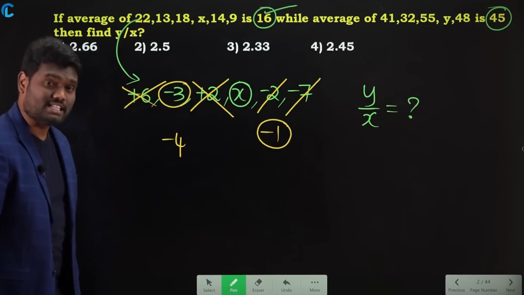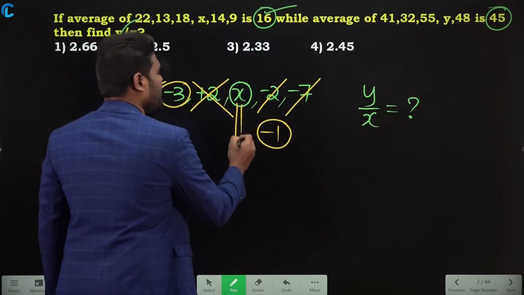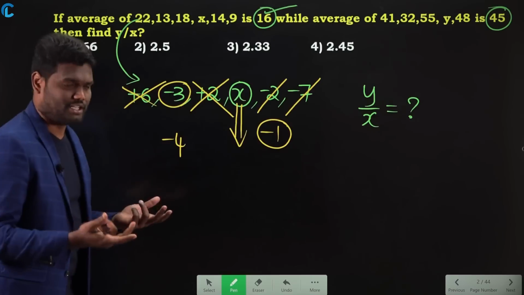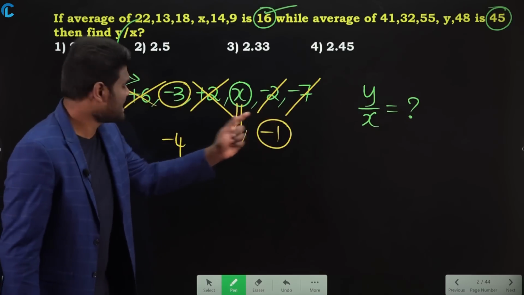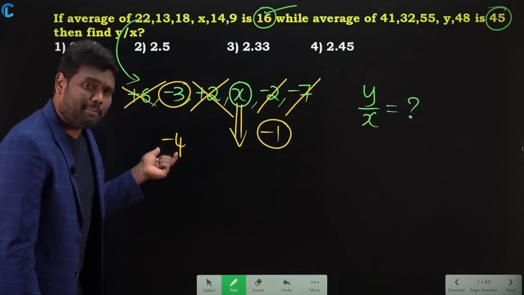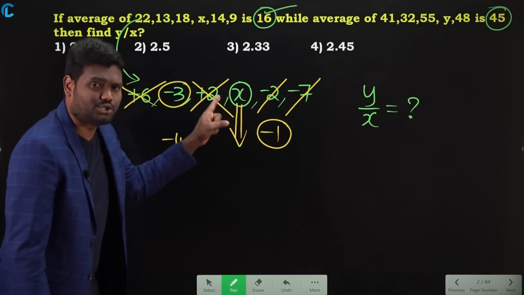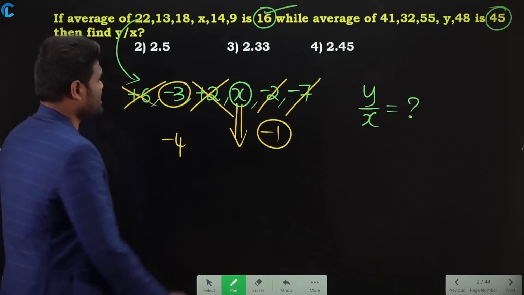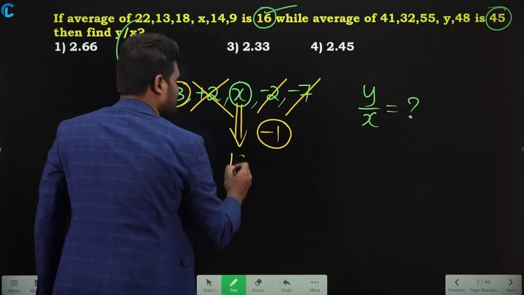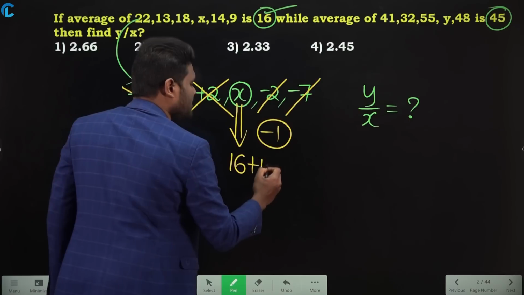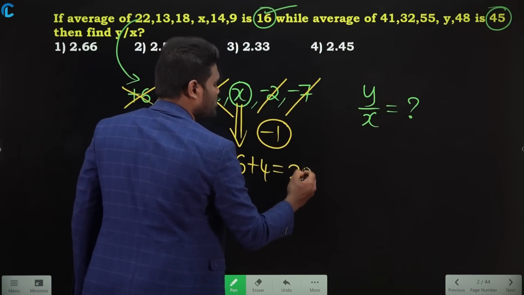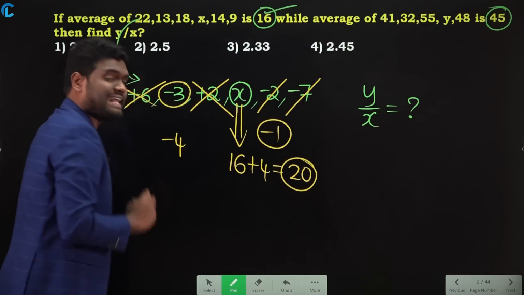As I am getting minus 4, now this x should be 4 more than average. Why? Because after calculating all of this, I get minus 4. Now the actual average is 16, and x should be 4 more than average. So 16 plus 4 is going to be 20, which means the value of x is 20.